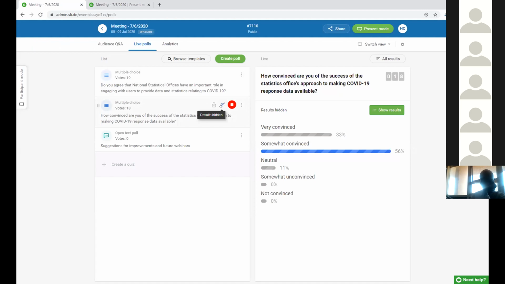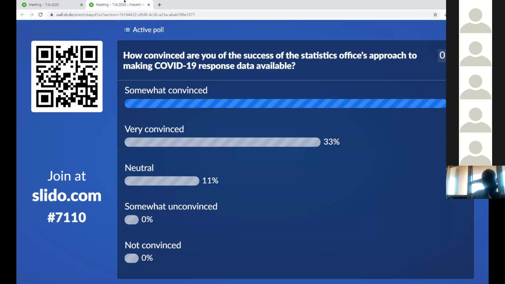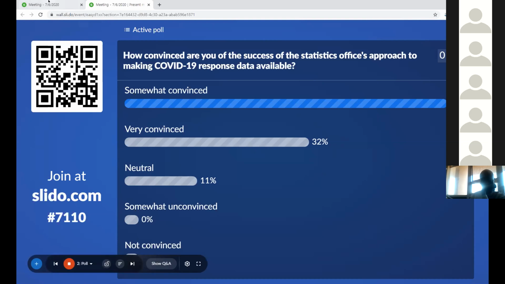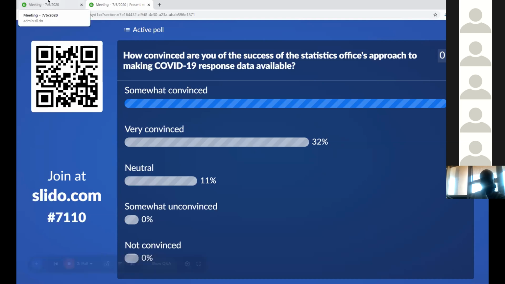Okay, so for the results, let's take a quick look. So of the 18 participants who voted so far, well, again, you're overwhelmingly convinced, although a lot of you are somewhat convinced. So I suppose you can ask some questions and perhaps add some pointers on Slido on how the NSO can improve their approach.